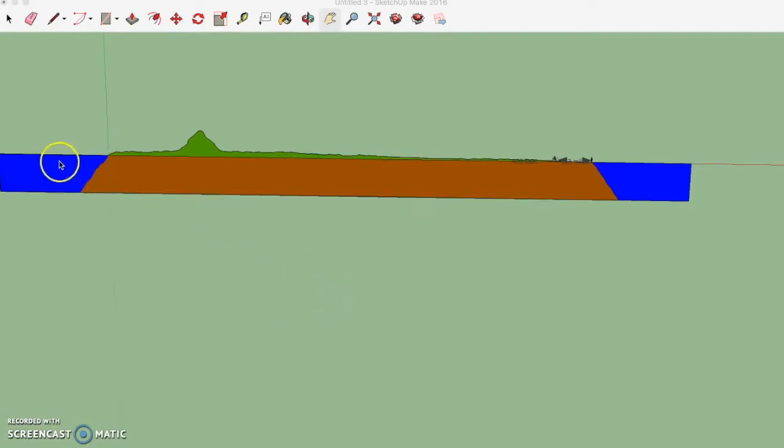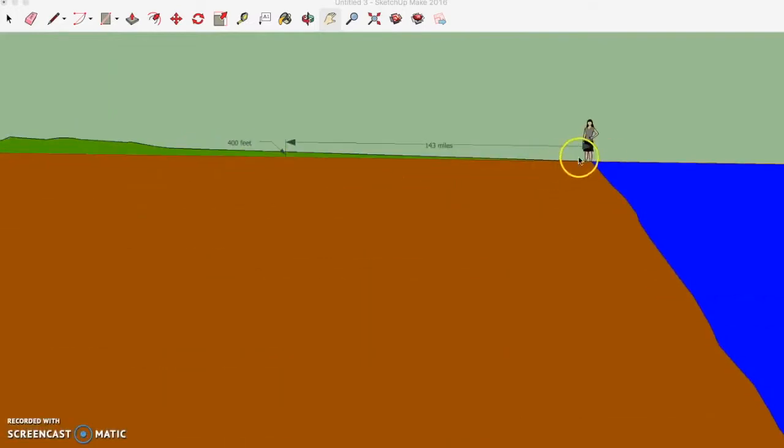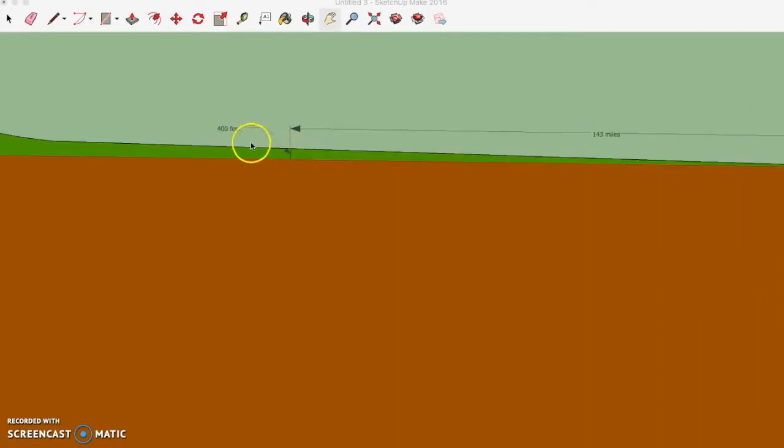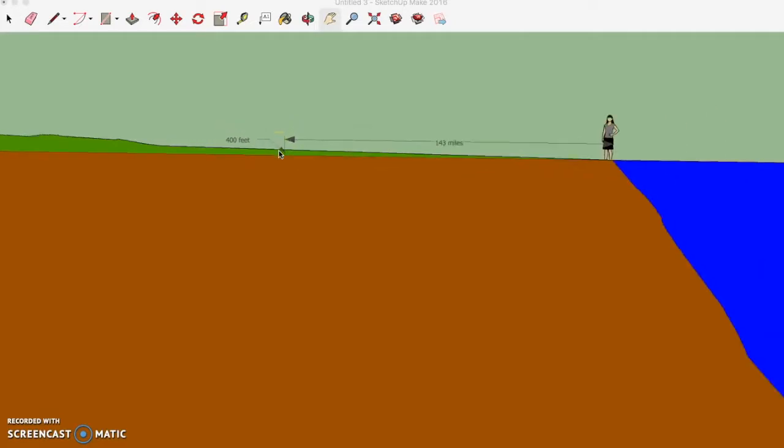The oceans are completely flat all the way across the whole earth. We have land masses that stick out of the water, and that's measured in feet above sea level. And so if we come over here to the coast, we've got our person standing by the river mouth where it would flow into the Gulf. My house is 143 miles away from the coast right there. The house is 400 feet above sea level.